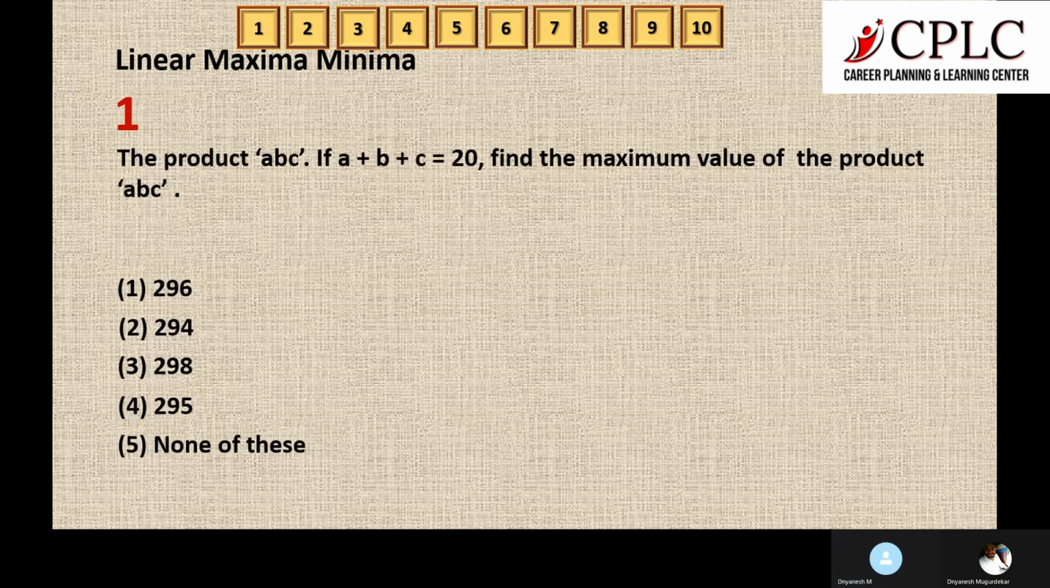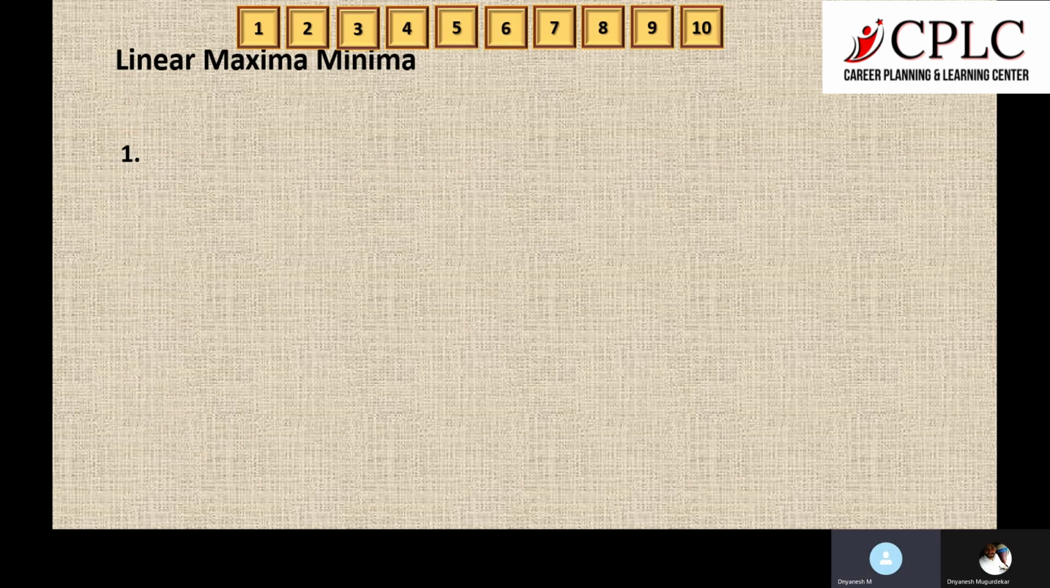So for the first one, we have to find the maximum value of the product ABC if the sum is 20. If you remember the rule, for the product to be maximum, the sum has to be constant, and the sum is constant, which is mentioned there. And the rule was, for the product to be maximum, all the numbers have to be equal. So all of them have to be 20 by 3.